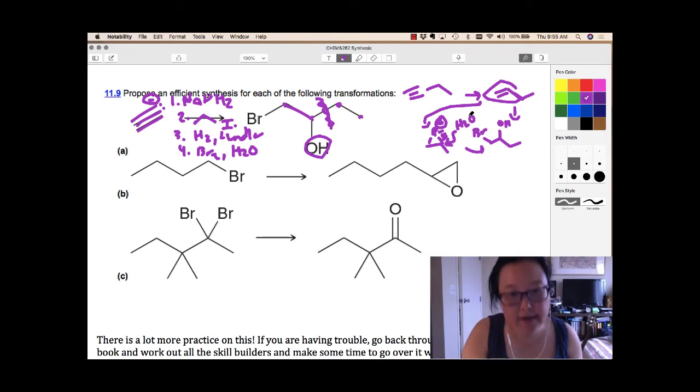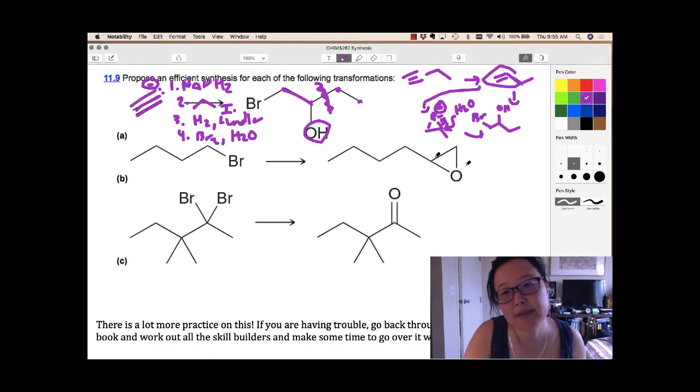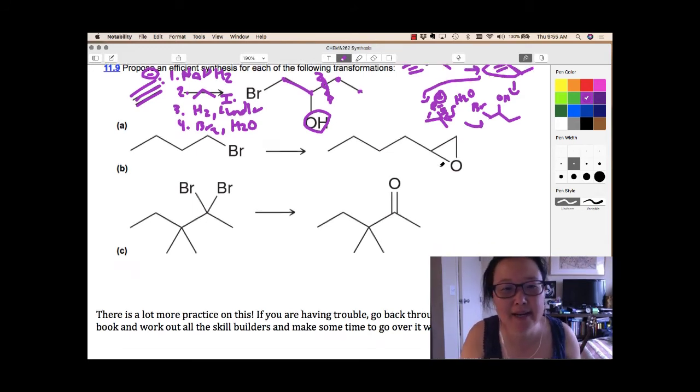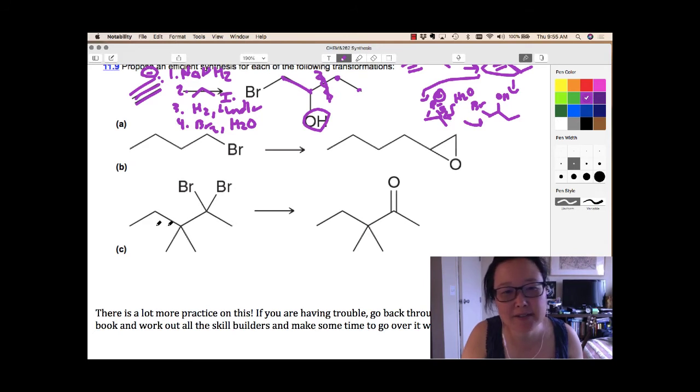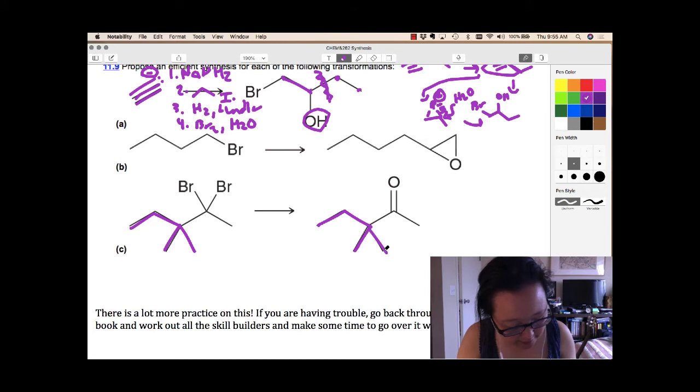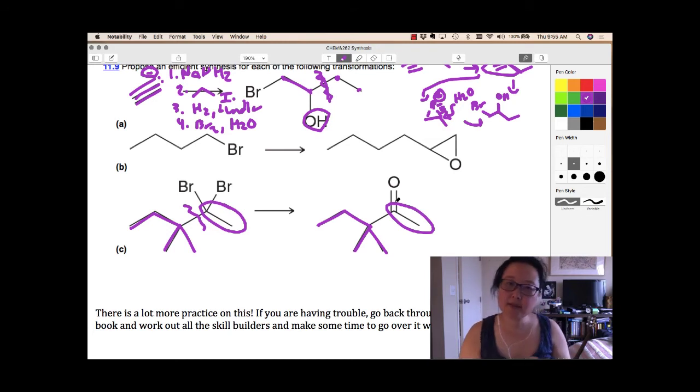Okay. All right, so we've got some different things going on here. Oh, epoxide. Okay, so maybe MCPBA from a double bond might be used there. And right here, oh, this looks tricky too. Obviously, this part is here. So we've got something going on here. Okay, so see if you can figure that out.